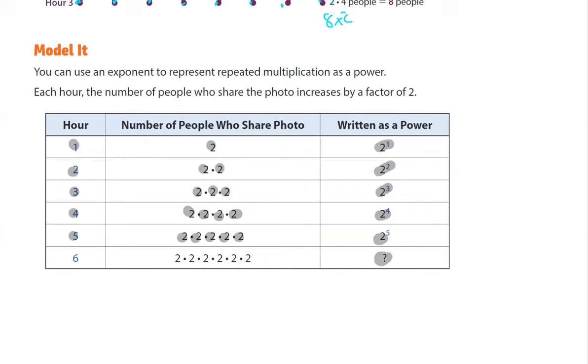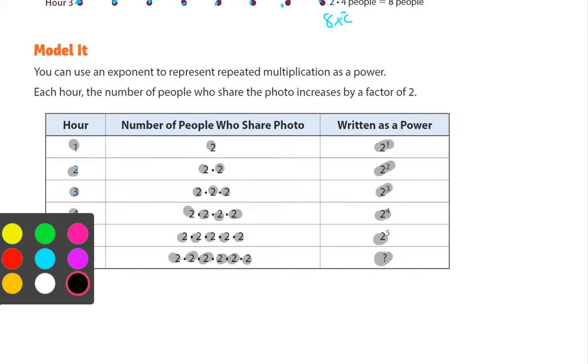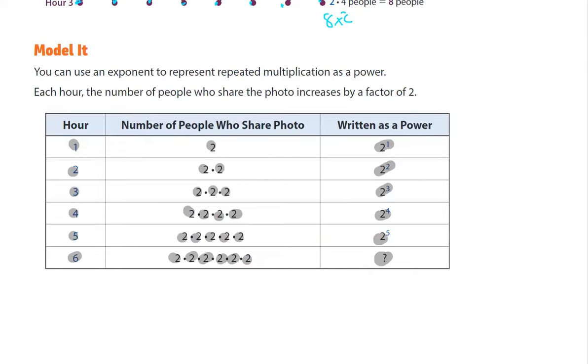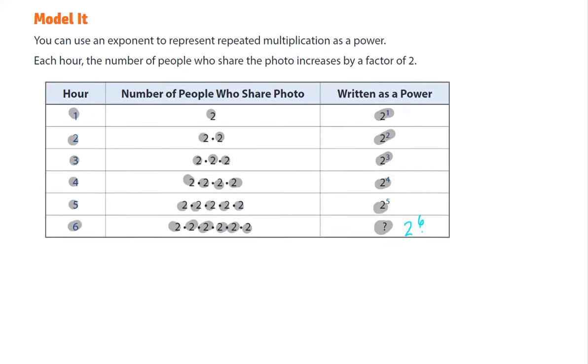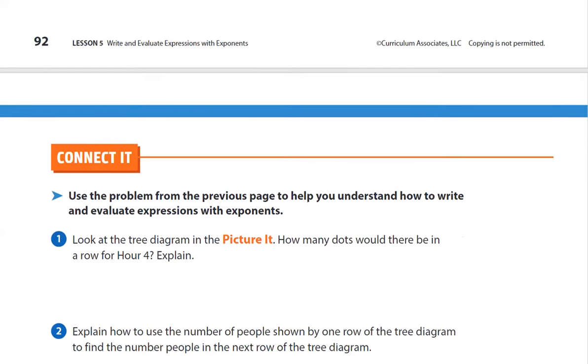What is going to go here? Gee, I wonder. The 6th hour, we have 6 groups of 2. So that is going to be 2 to the 6th power. Oh, why am I using my highlighter? Shame on me. So notice the exponent represents repeated multiplication. That's what we're doing. Repeated multiplication.